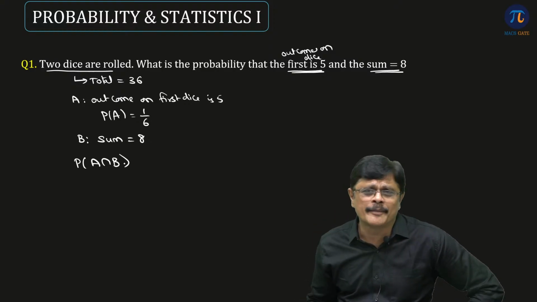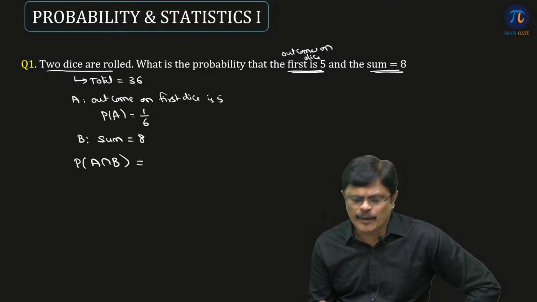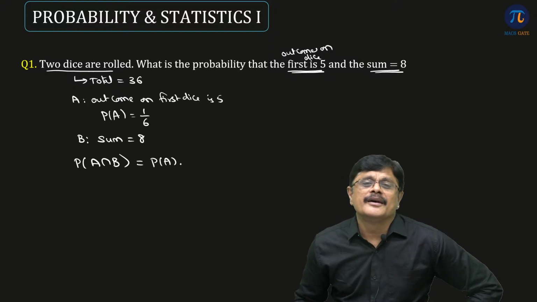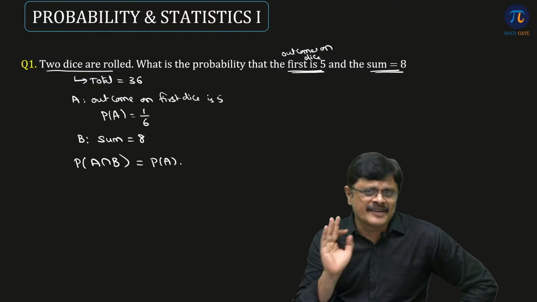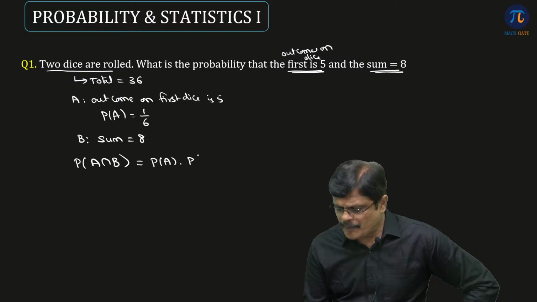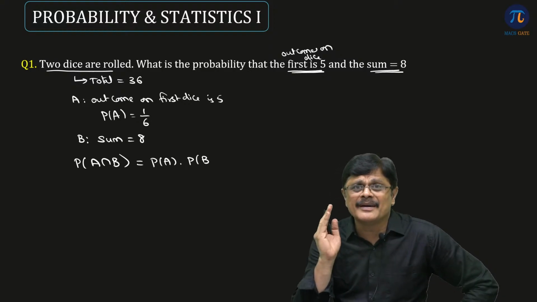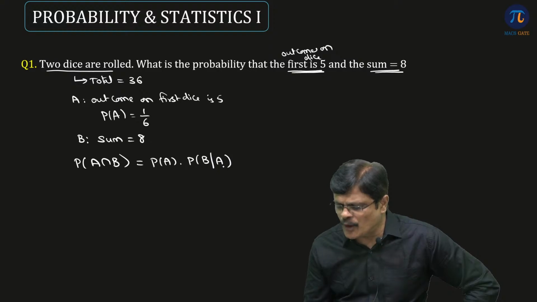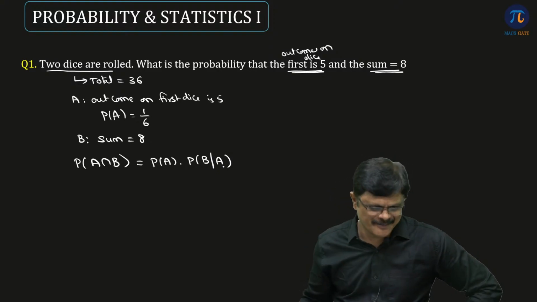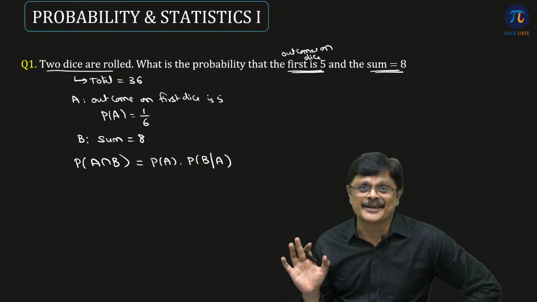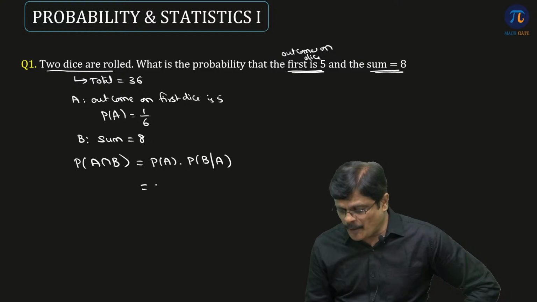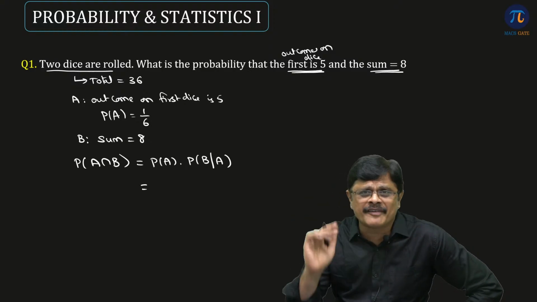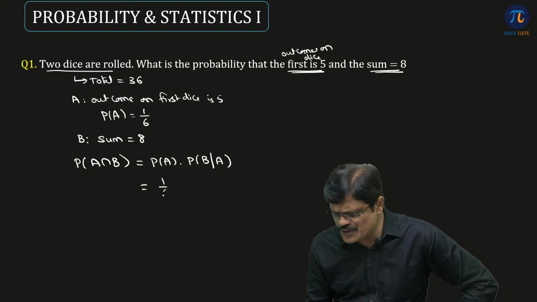So, if you go for multiplication theorem, what is it? Probability of A and B is probability of getting 5 on the first dice followed by probability of getting sum 8 when outcome on the first dice is 5. See, this is very interesting. This probability we know. What is probability of getting 5 on the first dice? That is 1 by 6, you know.